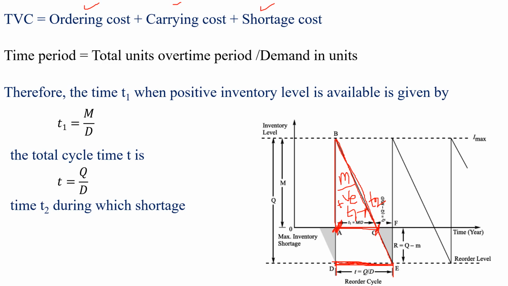Similarly, next we have to see T2. What do we mean by T2? It is the time period in which shortage is allowed. Within this time period we are allowing shortage. How much shortage are we allowing here? R quantity. What is R? That is Q minus M. So T2 will become the total units in this period, that is Q minus M, divided by the total demand.